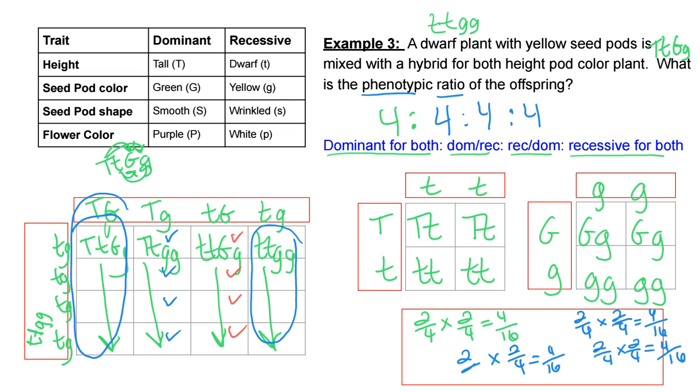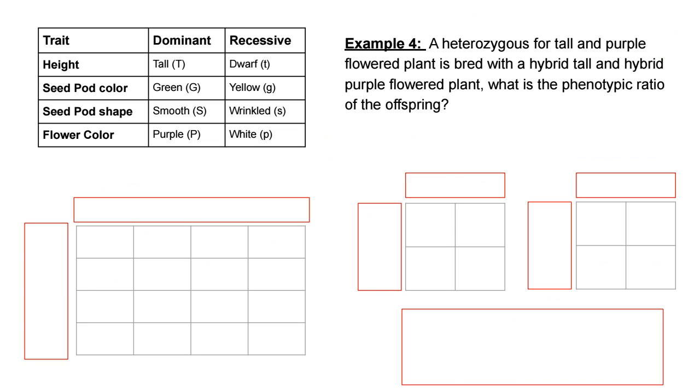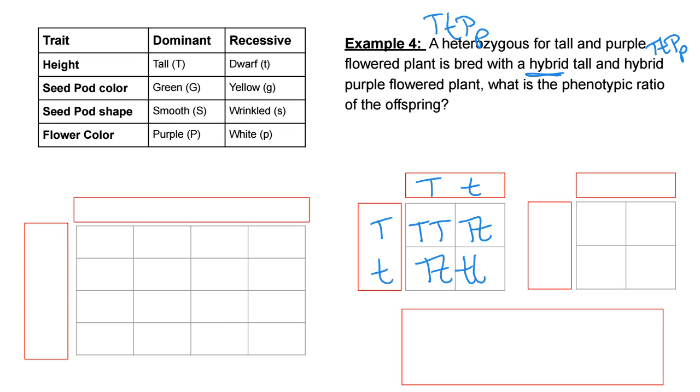Okay, so we'll do one more. This one is going to be a little bit special. For this one, I'm heterozygous for tall and for purple flowers, and it's bred with a hybrid. Remember, hybrid means heterozygous. So a hybrid tall and purple. In this case, both plants are heterozygous for both traits. This is the most common one you will see for phenotypic ratio. And so ideally, we're going to memorize what this is.